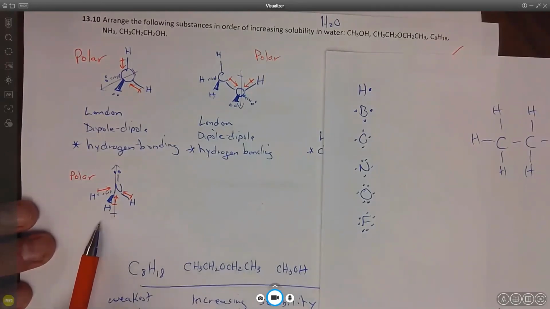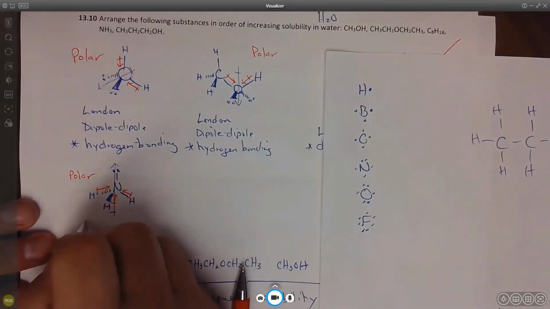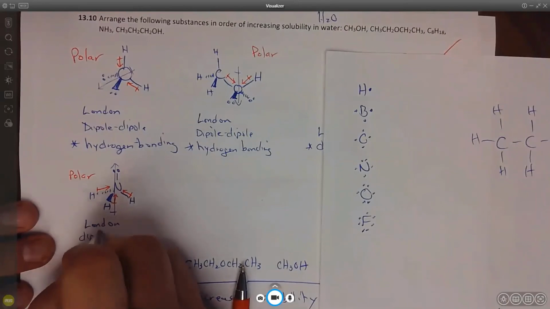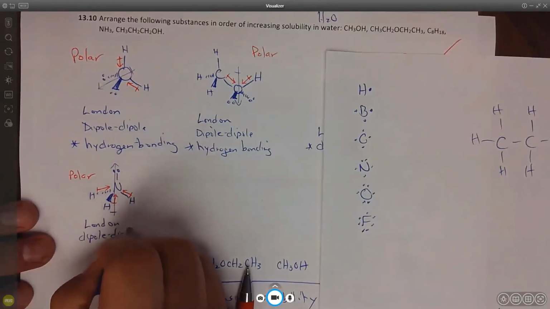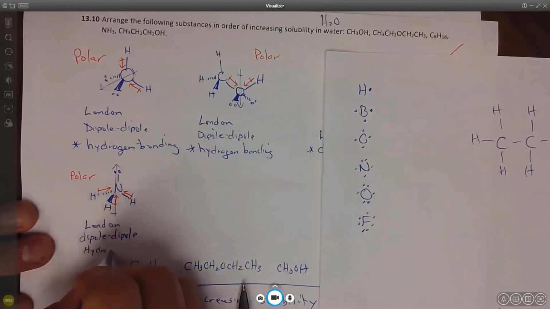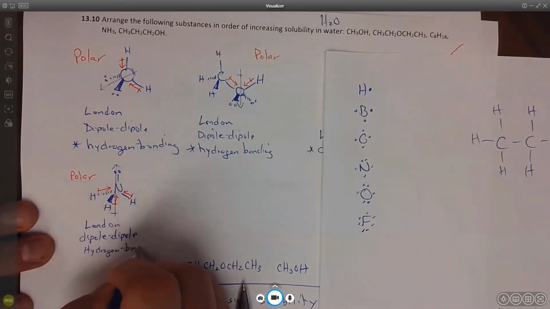You'll have to unmute your mic, just hit the space bar. Will it display London forces? Yes. They have London forces, dipole, and hydrogen bonding. Dipole because it's polar. And why hydrogen bonding? Because it has a nitrogen and a free electron pair.